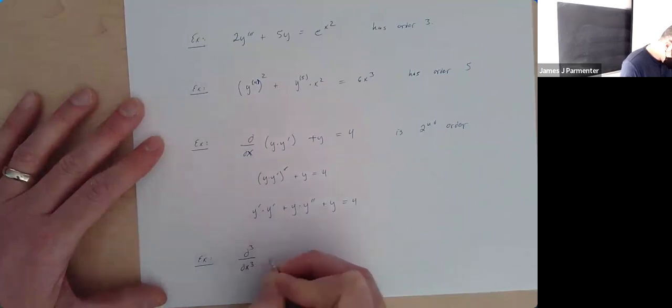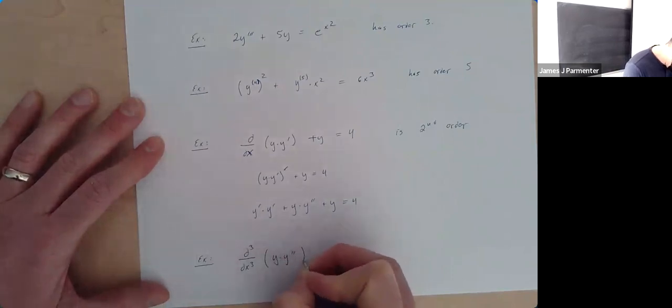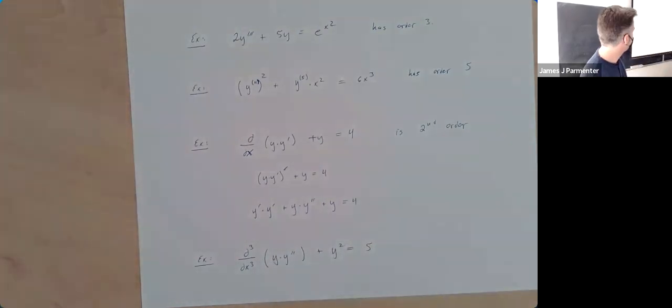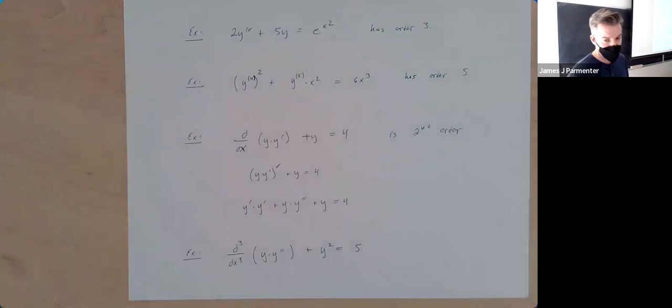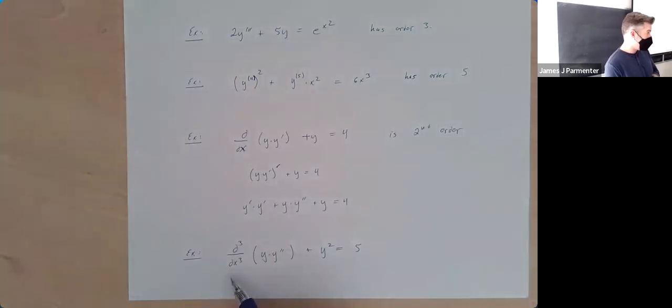d cubed dx cubed of y double prime plus y squared equal to 5. But you don't actually have to do anything. So if you took the third derivative of this expression here, which is what that says, right? d cubed dx cubed says take the third derivative with respect to x of this function.